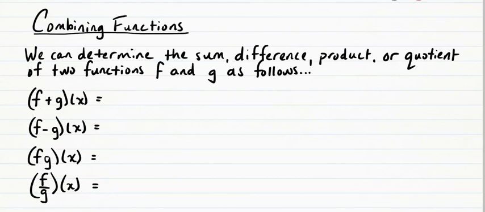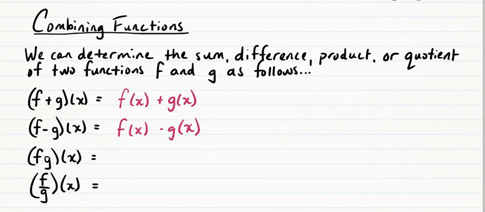Using the operations of addition, subtraction, multiplication, and division, we can determine the sum, difference, product, or quotient of two different functions f and g as follows. So if we have f plus g of x, that's equivalent to f of x plus g of x. Similarly, if we have f minus g of x, that's equivalent to f of x subtract g of x.